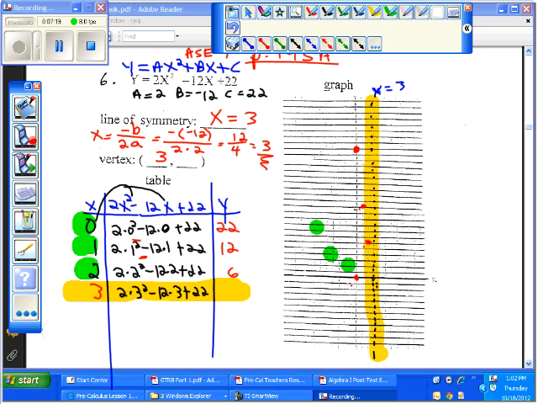My vertex: 3 squared is 9 times 2 is 18. 18 minus 36 is negative 18. Negative 18 plus 22 is 4. So my vertex is at 3, 1, 2, 3, 4. Notice the vertex is on the line of symmetry. We knew it would have to be, right? So the vertex is 3, 4.